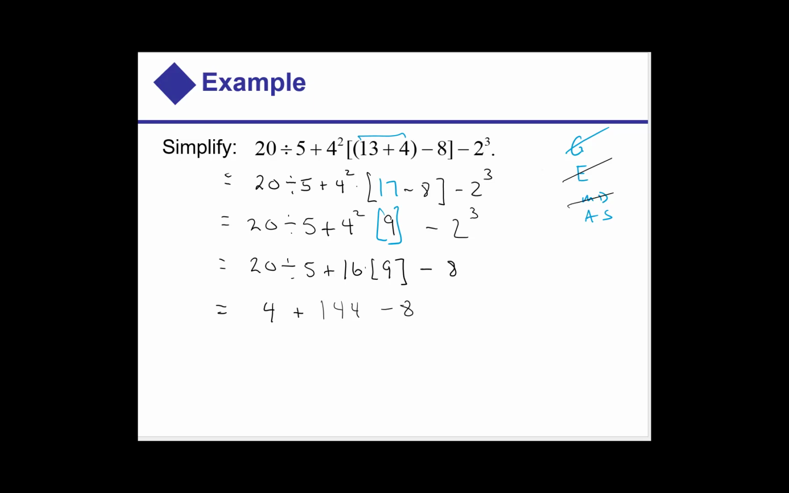Multiplies and divides are all done. Now we're going to go left to right and do adds and subtracts. Now which one goes first? Well, this time we do get to do add first because add is on the left. And so we'll get 4 plus 144 is 148, minus 8 is 140. All done.